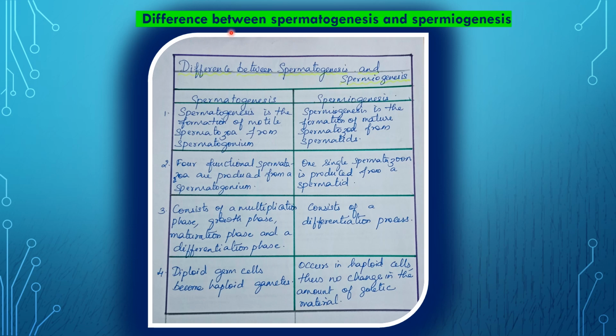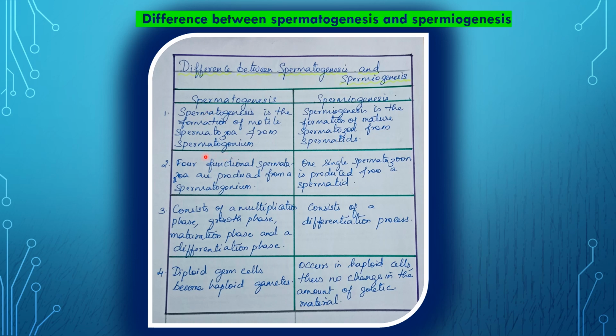Now let us see the difference between spermatogenesis and spermiogenesis. Spermatogenesis is the formation of motile spermatozoa from spermatogonia, and spermiogenesis is the formation of mature spermatozoa from spermatids.